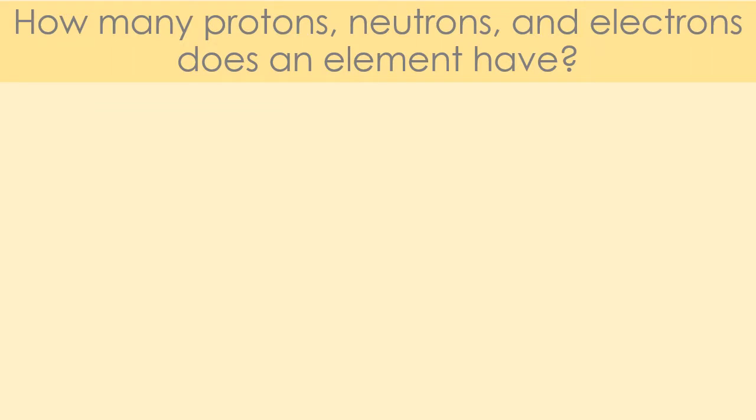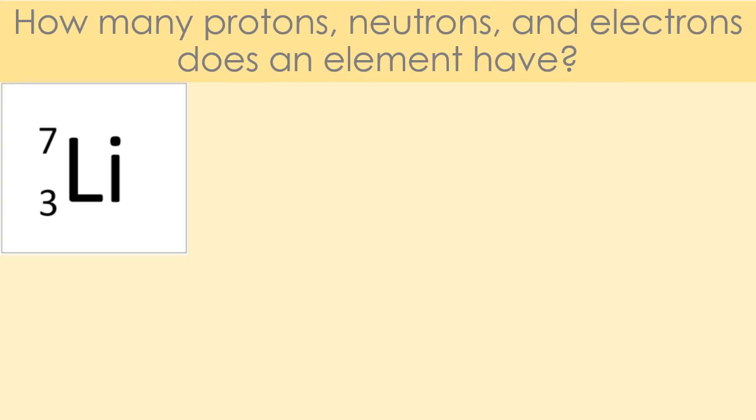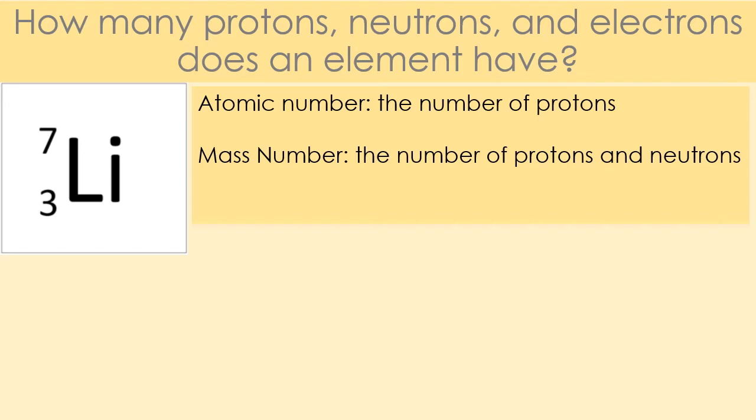Now we can work out the number of protons, neutrons, and electrons there are in an element. We've got possibly my favourite element, lithium, with the chemical symbol there, and then we've got these 2 numbers as well. And those 2 numbers tell us different things. We have our one here, which is our atomic number, and that tells us the number of protons within the nucleus of an element.